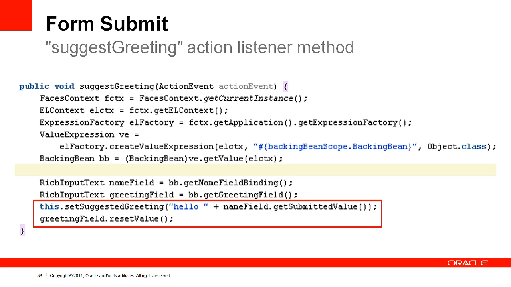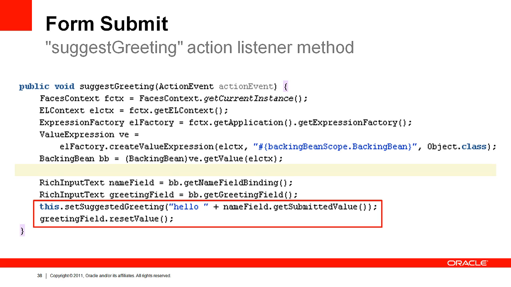On this backing bean, we can now call get name field binding. So when you create a component binding, then you will get a setter and a getter for the component in this managed bean. In our case, the reference is of type rich input text field, because rich input text is the Java Server Faces component object that represents the field at runtime. And then we can also access the greeting field. So we have two references here, the name field and the greeting field.